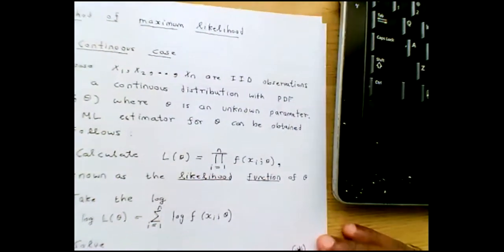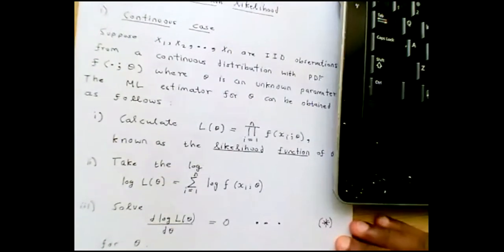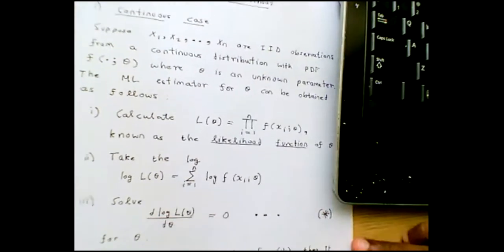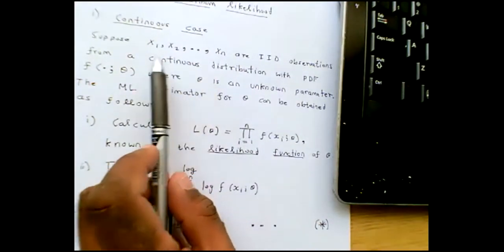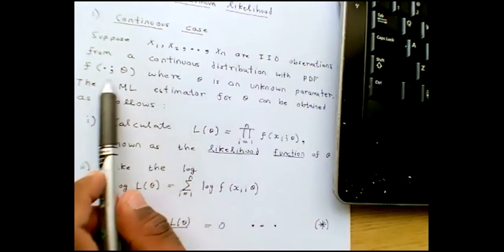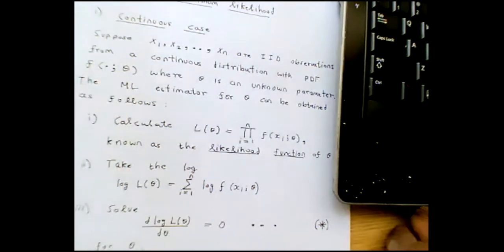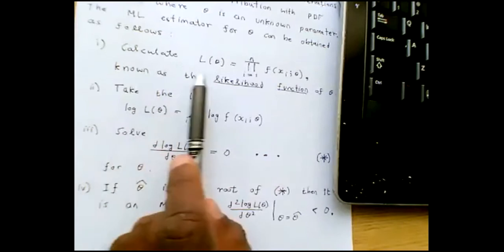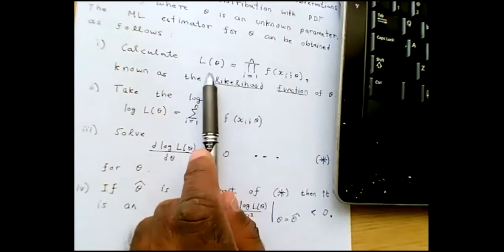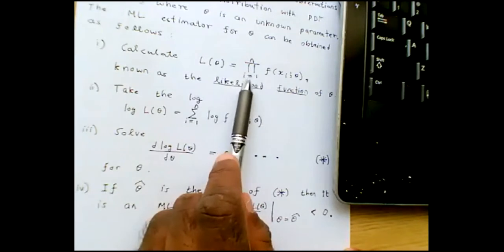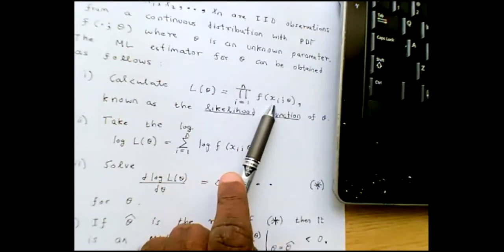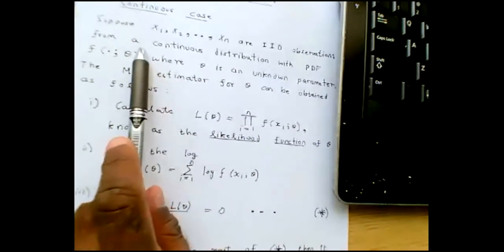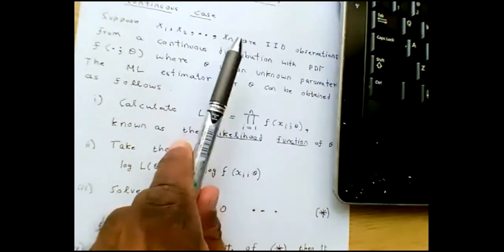The method of maximum likelihood has 4 steps. Suppose you have continuous IID data from a continuous distribution with the density given by this. The first step is to compute what is known as the likelihood function, which is taken to be the product of the density function for i from 1 to n. So the product is over the n data points, x1 to xn.